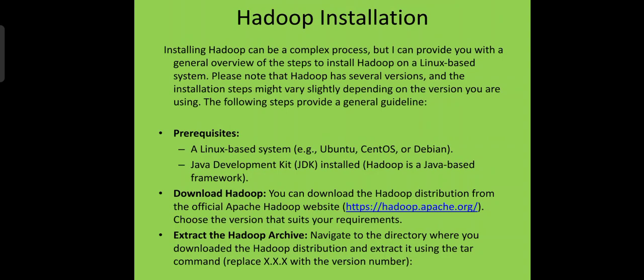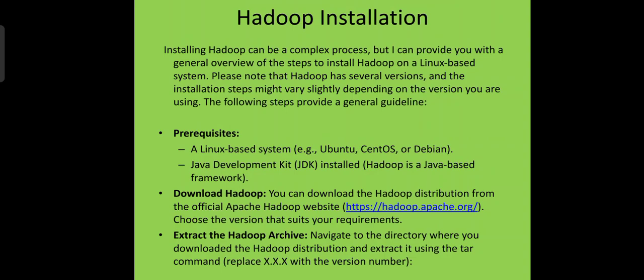The following steps provide general guidelines. Prerequisites: a Linux-based system such as CentOS or Debian, and the Java Development Kit installed. Hadoop is a Java-based framework, so we should have the Java Development Kit installed first. Then download Hadoop. You can download the Hadoop distribution from the official Apache Hadoop website, with the help of this link I am providing. Choose the version that suits you.